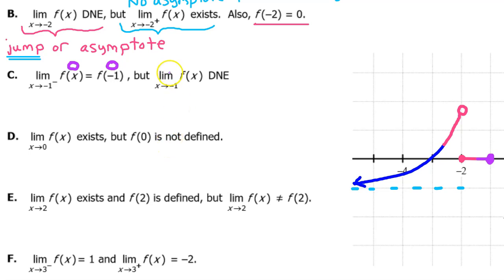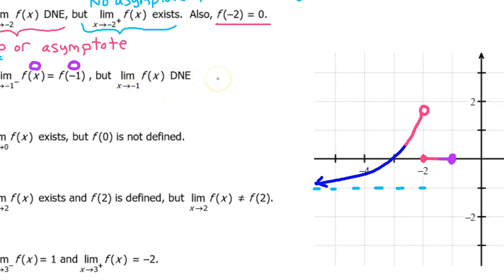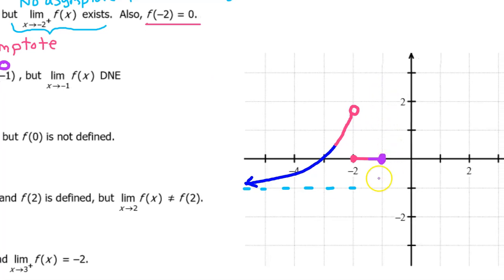In addition, however, Part C says that the overall two-sided limit as x approaches negative 1 does not exist. So I can either throw in an asymptote or I can just make a jump. So I think I'm just going to keep it simple and put a jump right in here, which makes the overall limit as x approaches negative 1 not exist.